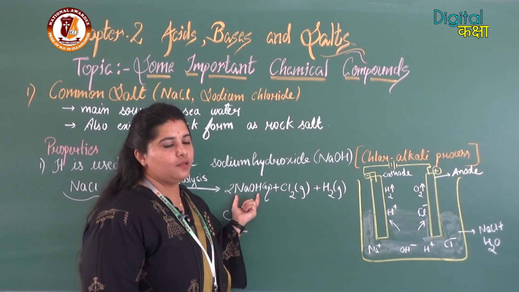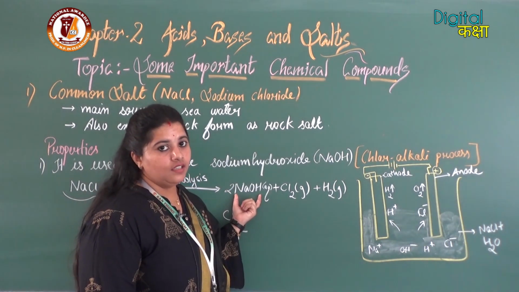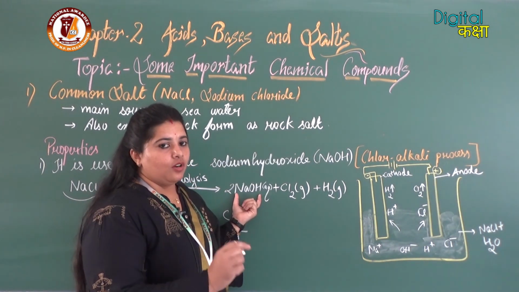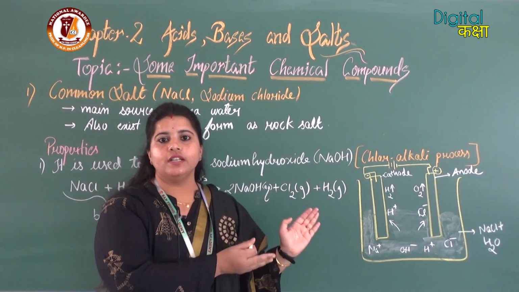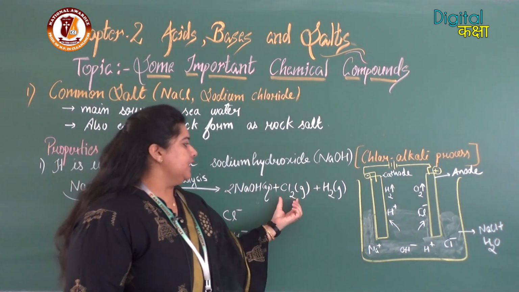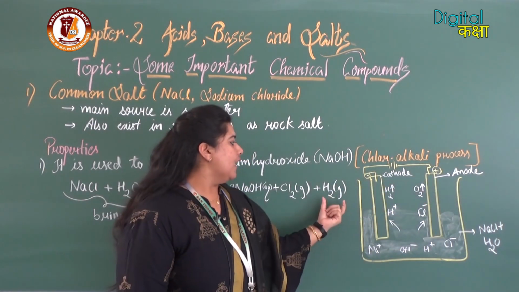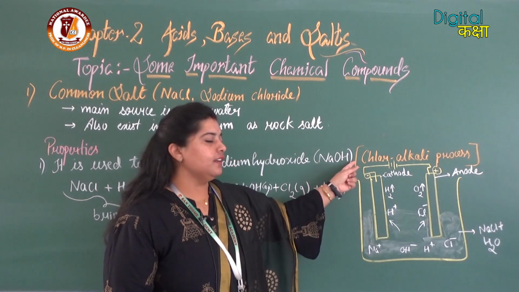So we got 3 major products over here. NaOH, that is an alkali. Why alkali? Because it's a base and dissolved in water. We are getting it in aqueous form, that's why it's an alkali. Then chlorine gas, which is liberated at the anode, and hydrogen gas, which is liberated at the cathode.